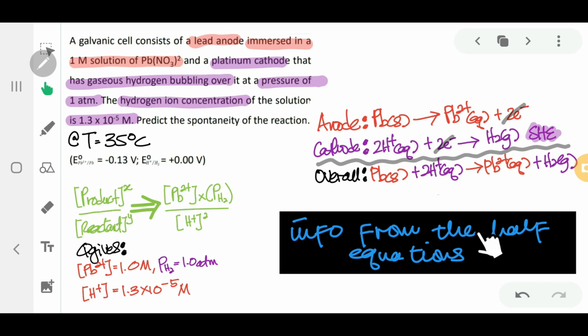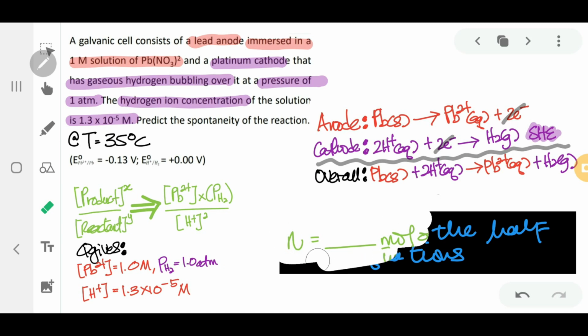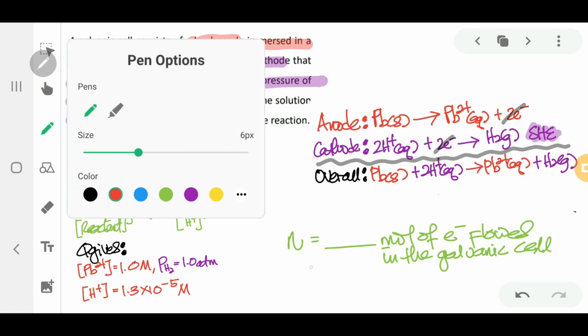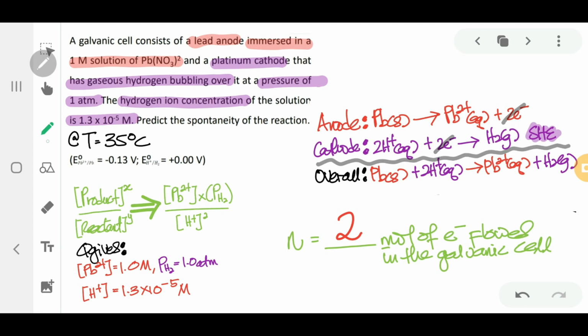And from the half equations, you will get the information about the number of moles of electrons flowing in the galvanic cell. So you have 2 here, and the answer is 2. You'll get 1 mark for that, 1 mark for the cathode, 1 mark for the overall, and 1 mark for identifying the number of moles of electrons flowing in the galvanic cell.